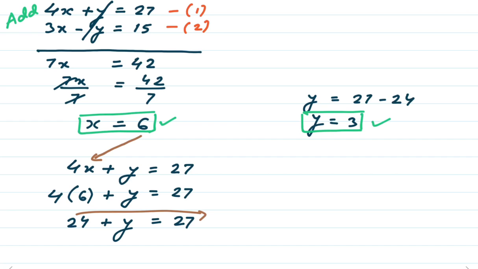Once again, if you take a graph sheet and plot equation 1, it's a linear equation, you get a straight line. Also, if you plot the second equation on the same graph sheet, you get another straight line, and the intersecting point of those two straight lines would be (6, 3).